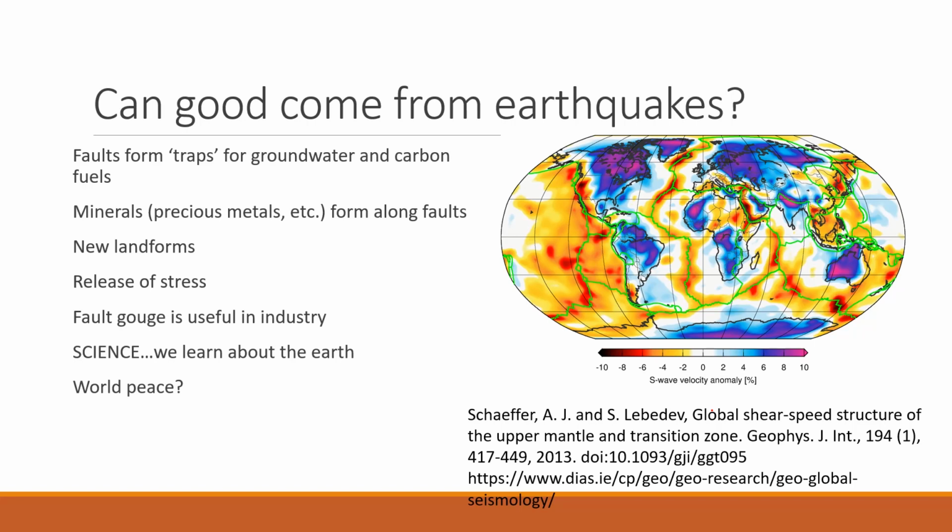We create new landforms. One of the important things is we are reducing stress. So when you have a fault break, that means you're not building up the stress. So if you have a lot of small earthquakes, that prevents you from having that one big earthquake. So it's better to have a lot of small earthquakes than a few big earthquakes. Fault gouge, the stuff that's made in the fault from the rock grinding, is useful in industry.